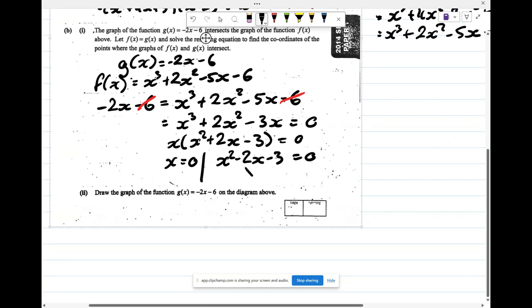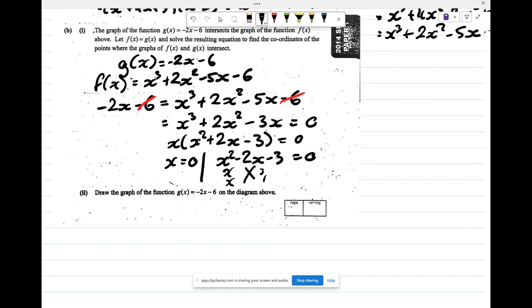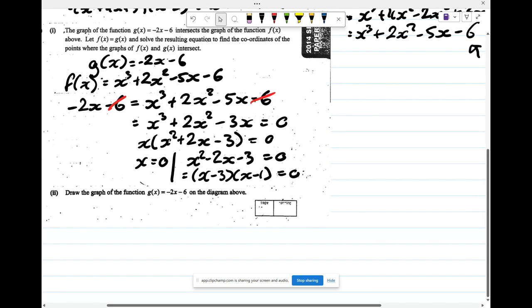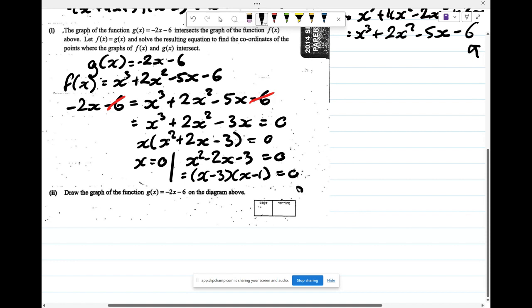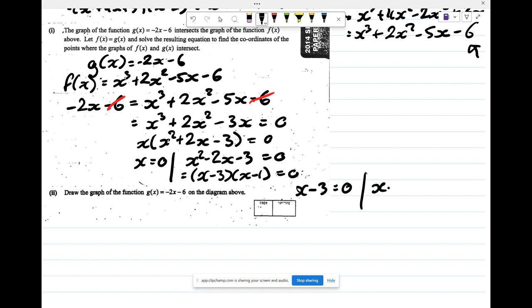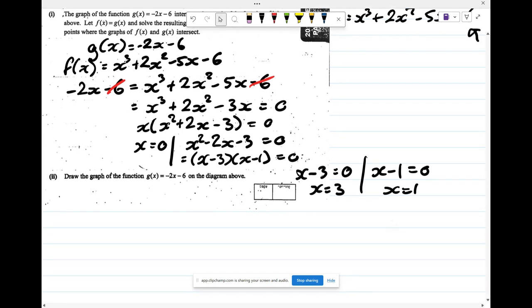And we can see that we can factorize this. So x, 3, 1, minus, plus. So x minus 1, x plus 3. So this is equal to x minus 1 times x plus 3 equal to 0. And same deal, if both of these multiply together equal to 0, then at least one of them has to be equal to 0. So we take two cases: x minus 1 equal to 0 and x plus 3 equal to 0. So x equals 1 and x equals minus 3.